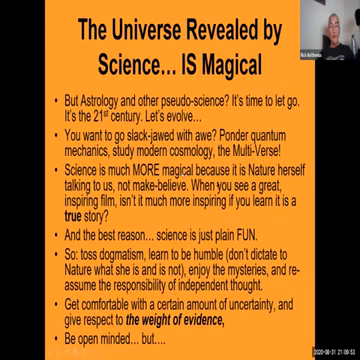Science is much more magical because it's nature herself talking to us. It's not make-believe. When you see a great inspiring film, aren't you more inspired when you learn that it's actually a true story? And then the best reason is science is just plain fun.